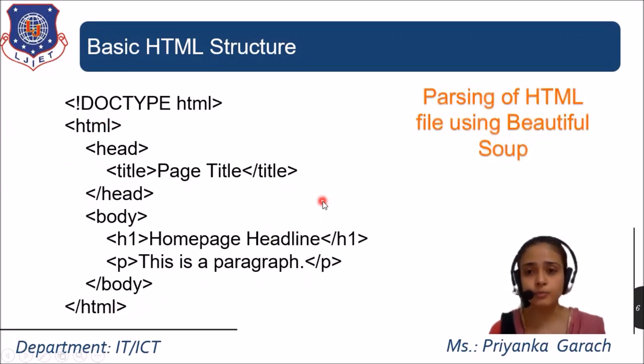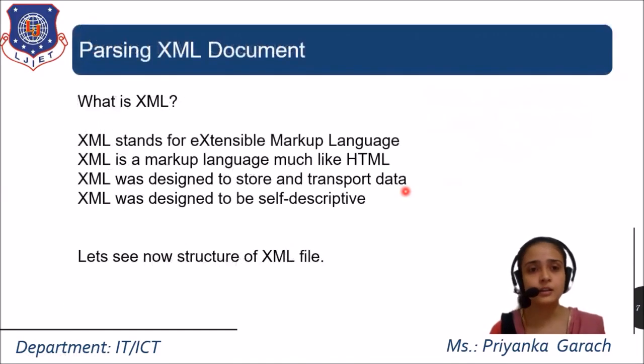Now, for parsing of the HTML file, we have to use the Beautiful Soup library. How to parse the HTML file using the Beautiful Soup library, that we have already seen in unit number 2. Now let's focus on parsing the XML document. First of all, we have to understand what XML is, and then we will see how to parse the XML document in Python.